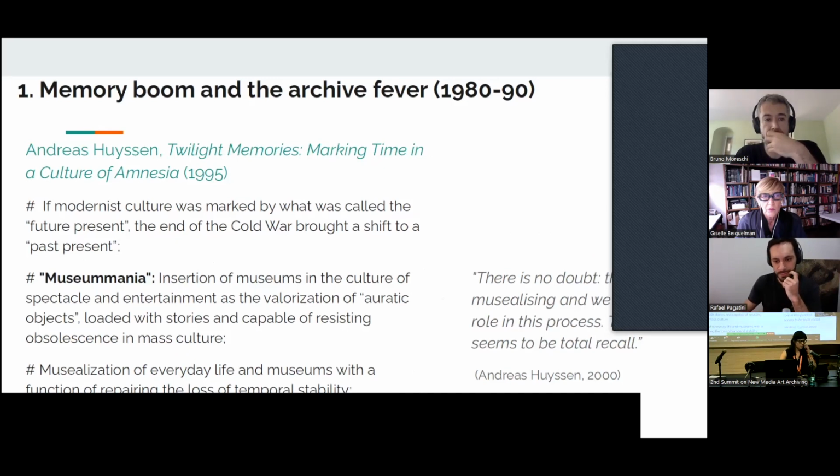In this debate about the memory boom in the 80s, Andreas Huyssen is one of the authors who devotes special attention to the protagonist of the museum, which was actually an opposite movement concerning the battle against the space assumed by the avant-garde movement in the early 20th century, and again in the 60s.